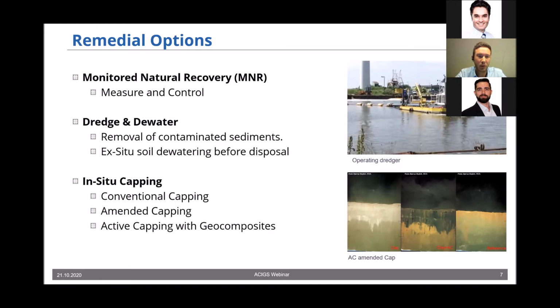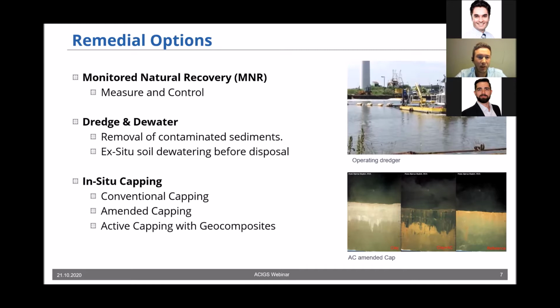The first is monitored natural recovery, which means that we measure the concentration of the contaminants in the water body, in the sediments, and also in biological organisms like algae or fishes, and then we see how the contamination develops over time. And when we see, okay, there is a decrease of the concentration up to a minimum, then we don't have to take remedial actions. We only have to measure it and see that it will not increase again.